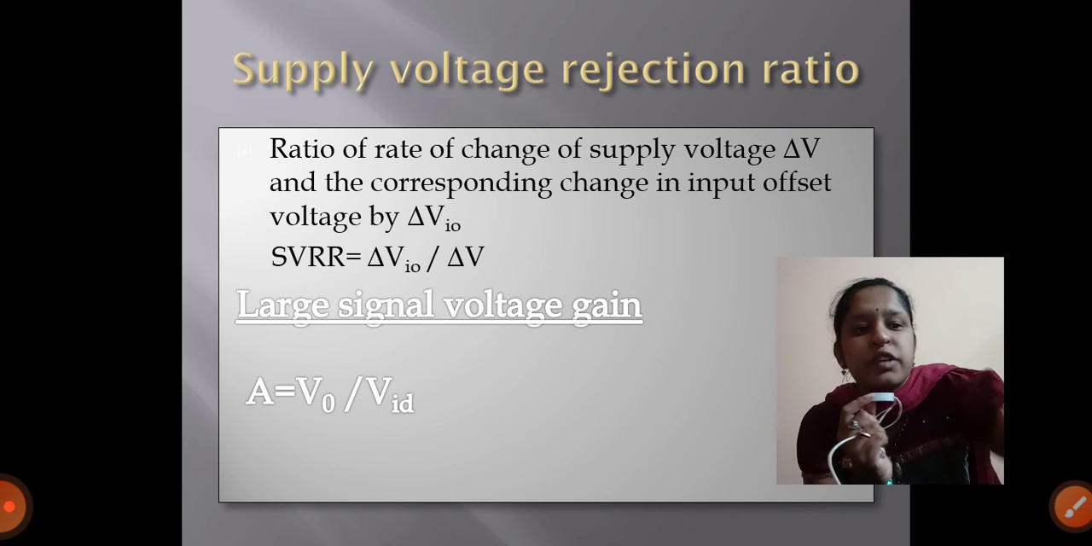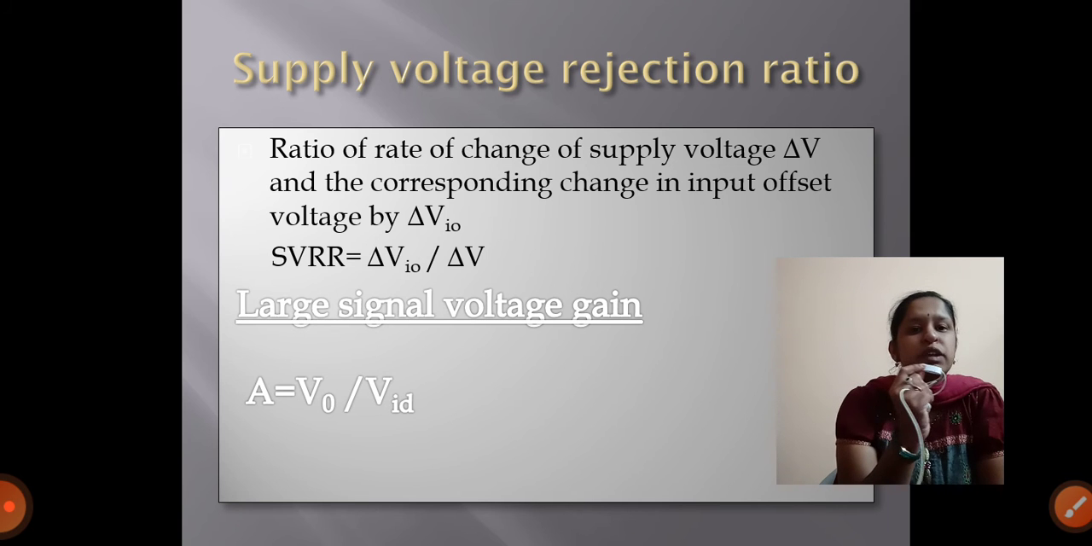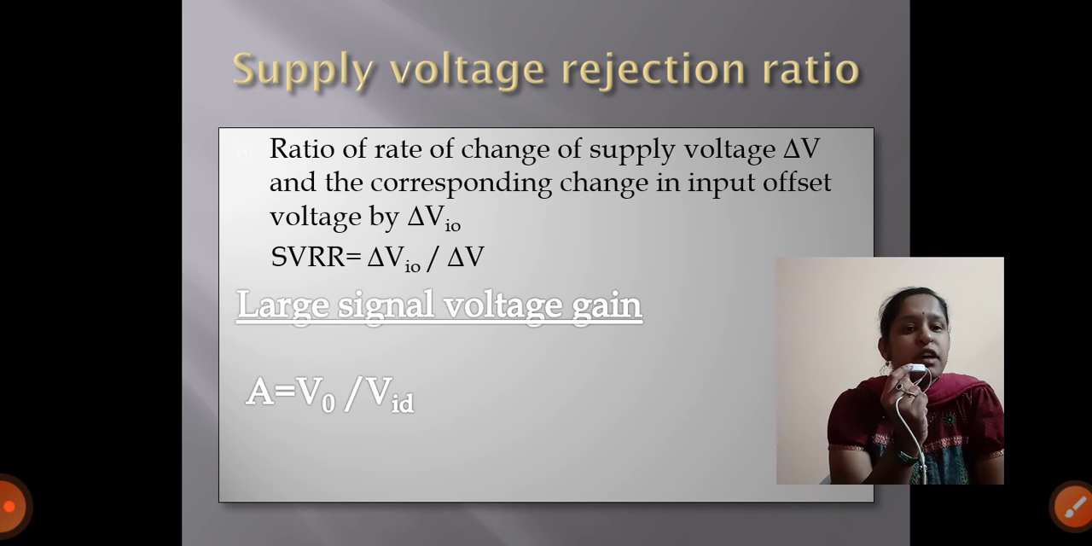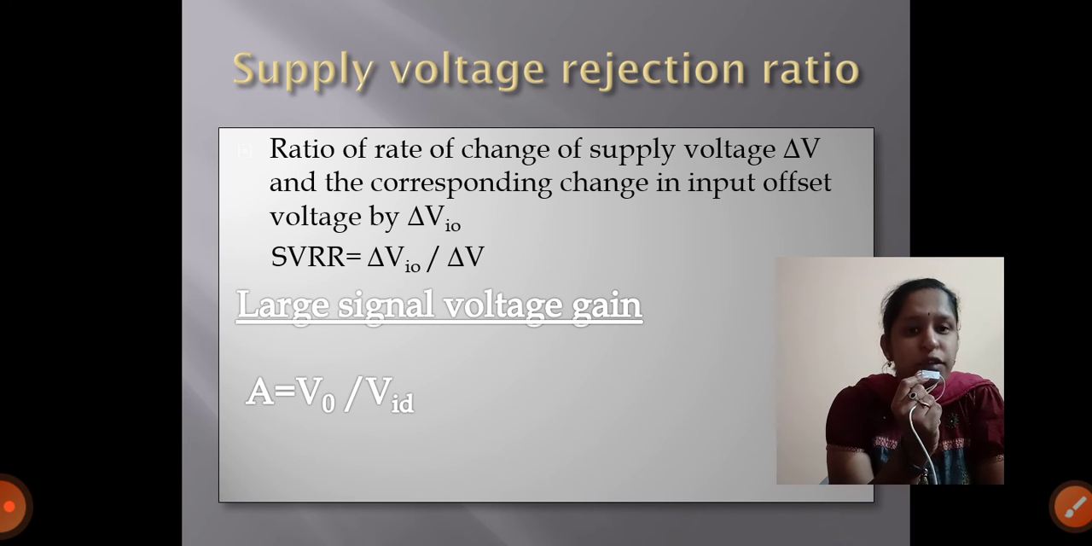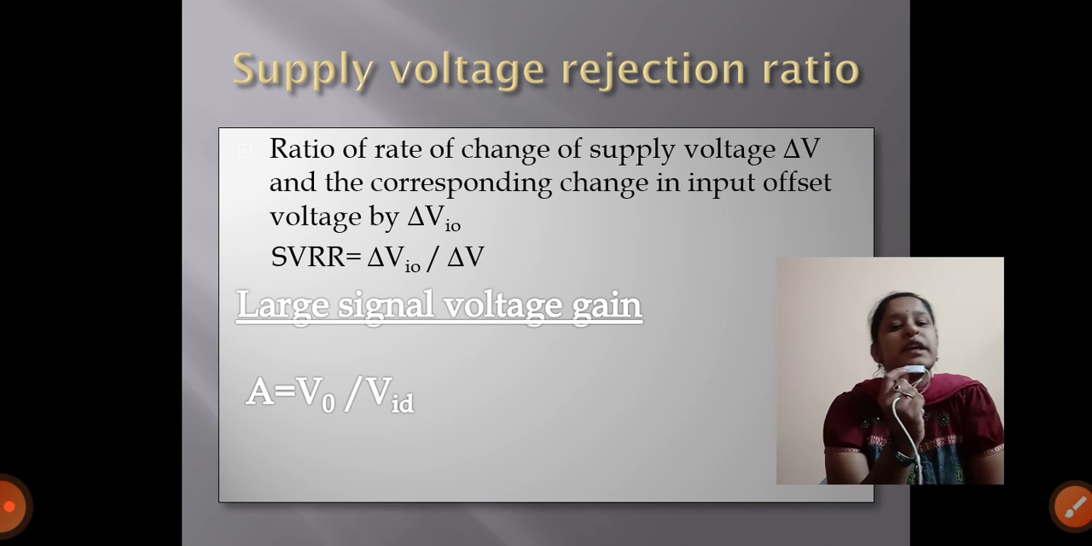Supply voltage rejection ratio. It is the ratio of the rate of change of input offset voltage to the rate of change of supply voltage, whatever supply voltage we are giving. The corresponding change in the input offset voltage is delta VIO. It is called the supply voltage rejection ratio.